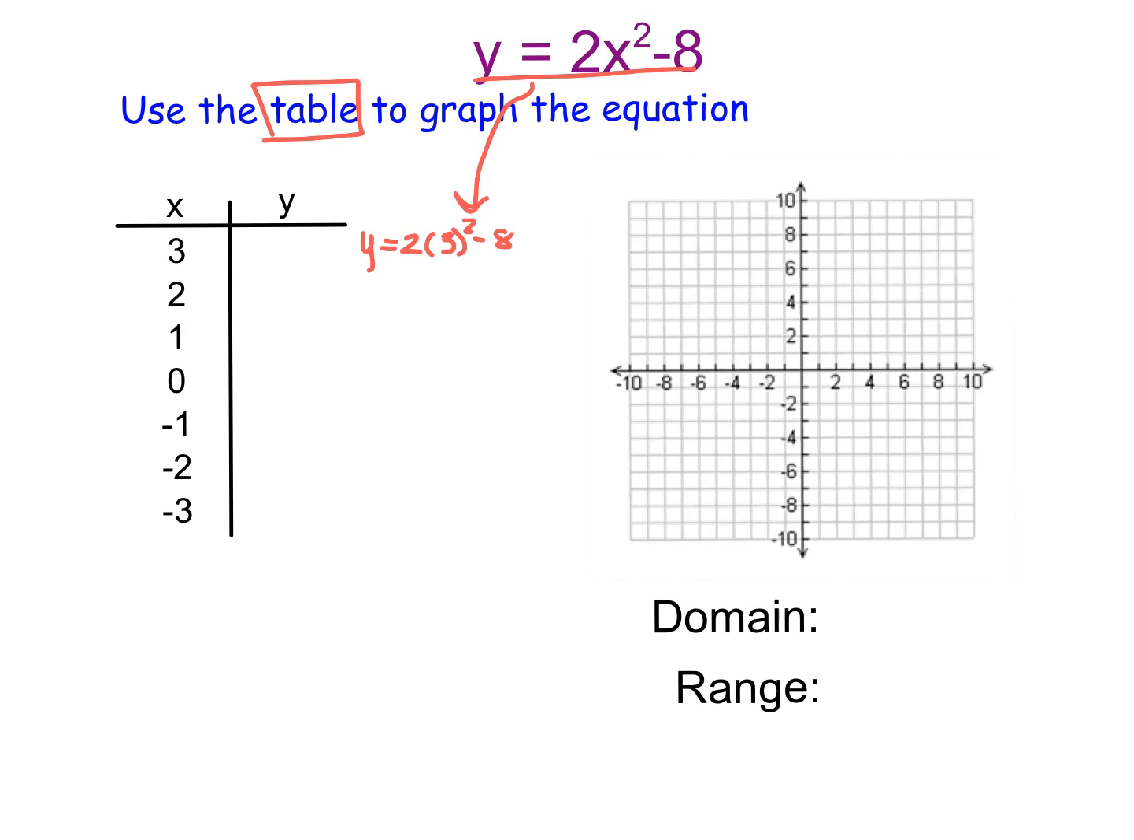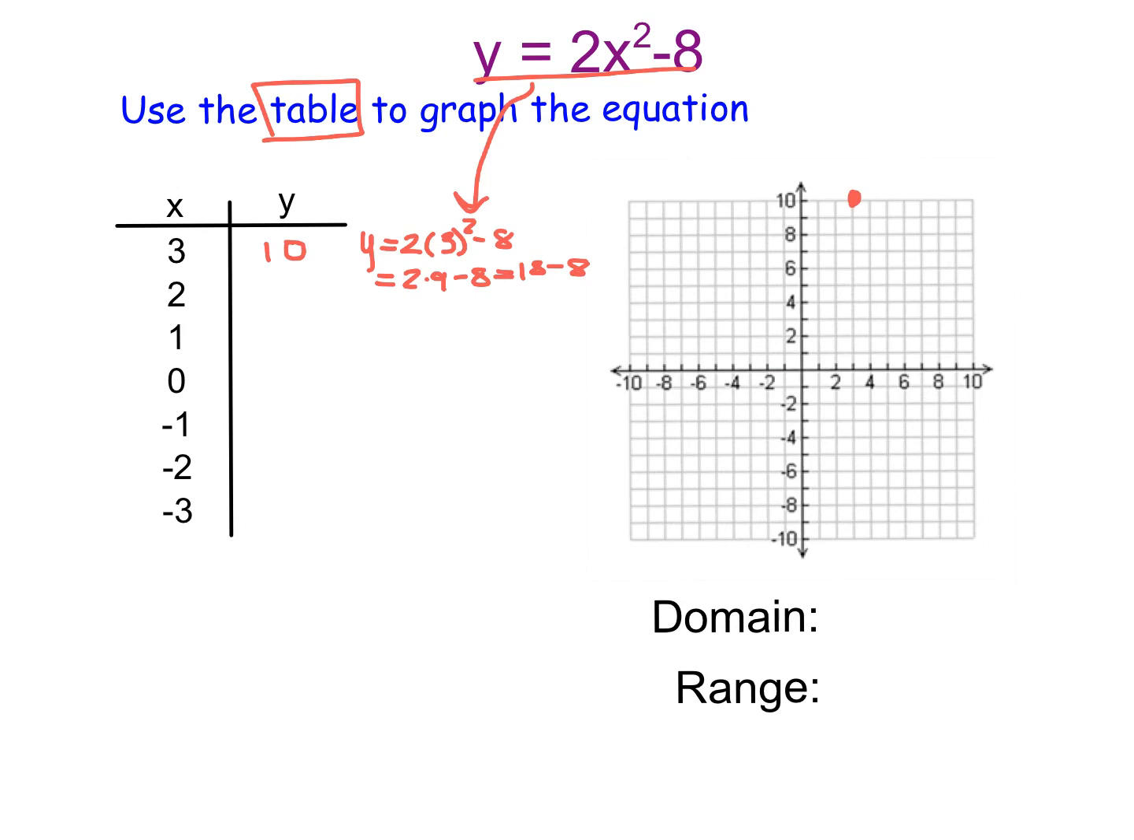I know that I do my exponent first, so that's going to become 2 times 9 minus 8. I then do my multiplication, so that's 18 minus 8, which my y value becomes 10. So I can graph that. I can say I have x is 3, y is 10.